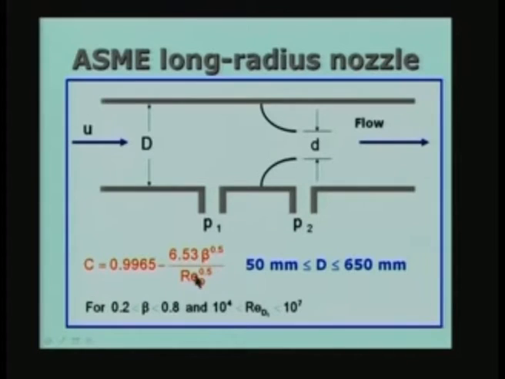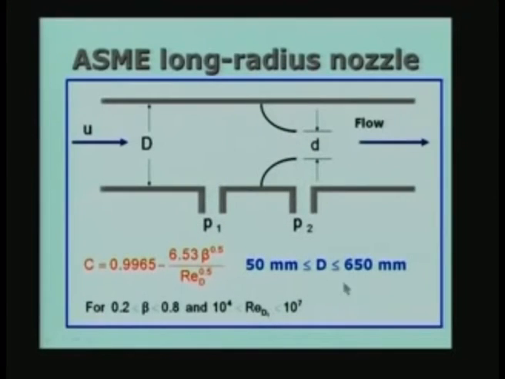Again you see that C depends on Reynolds number and the value of beta, and the diameter I am talking about could be anywhere between 50 millimeters and 650 millimeters. We are talking about a fairly large range of values for the diameter. 50 millimeter is a typical size met with in many engineering applications. 650 millimeters, for example, can be met with in large scale installations like water supply, or natural gas flowing through a gas pipeline and so on. You can have very large diameter pipes. Water supply is one example.